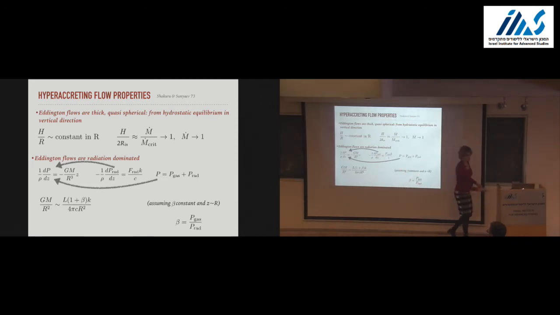and then I solve for the luminosity, and I obtain that the luminosity of the disk is L Eddington over 1 plus beta, where beta is P gas over P rad. You see that for a disk to emit at the Eddington limit, it means that beta is 0. So it means that it's radiation pressure dominated. So hyperaccreting disks are thick and radiation pressure dominated. In general, Eddington flows, also winds, not only inflows, are radiation pressure dominated.